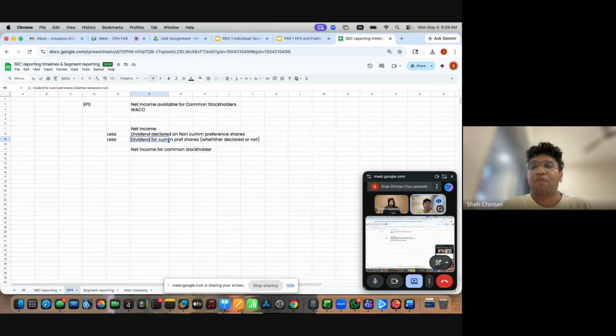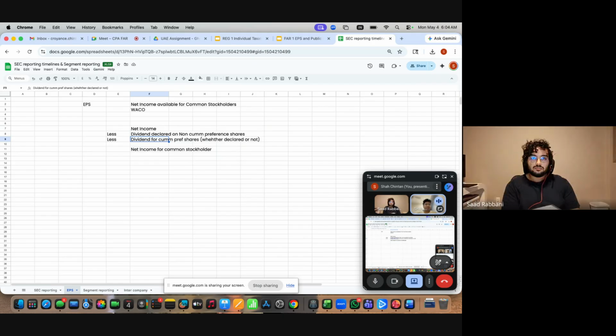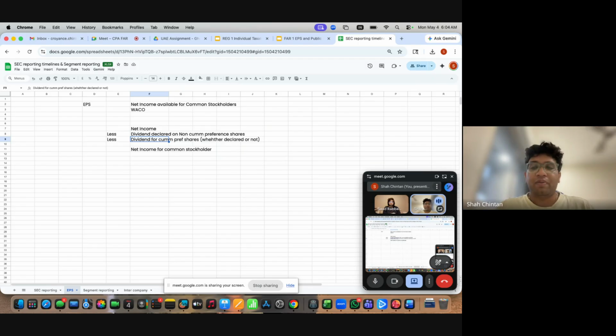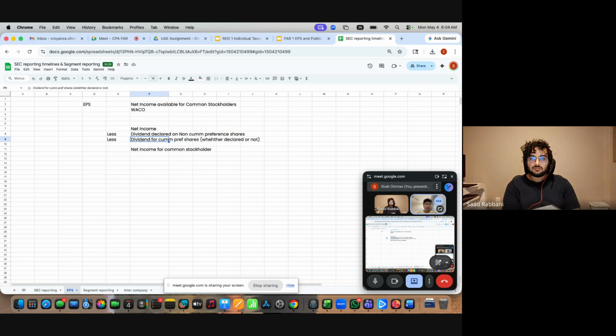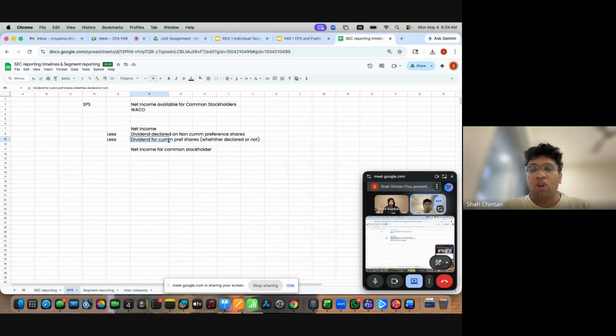So when it's a cumulative preference share, the word suggests accumulation of the unpaid dividend. For cumulative preference shares, you subtract the dividend whether it is declared or not, because preference shareholders have the right to dividend from the net income, whether the company declares it or not. But for non-cumulative preference shares, the shareholder gets the dividend only if it is declared by the company. So you subtract these two types of dividend and then you get net income for the common stockholder. Is this clear to you?